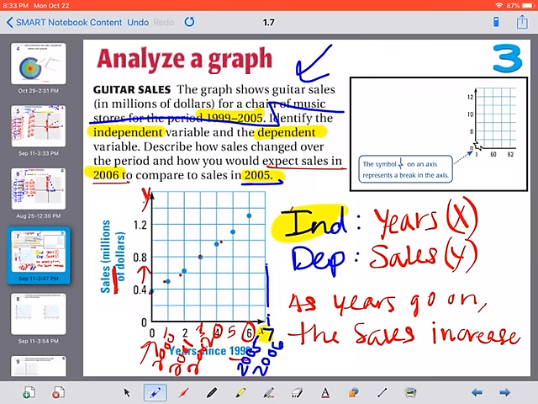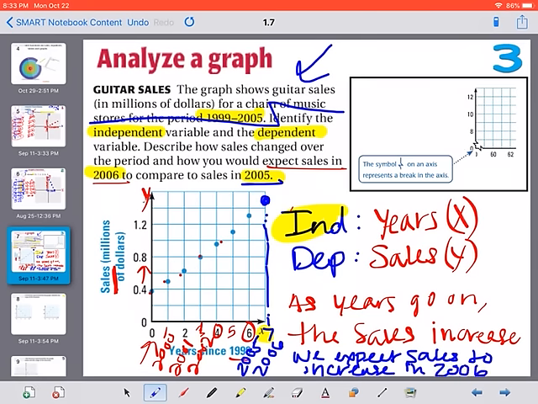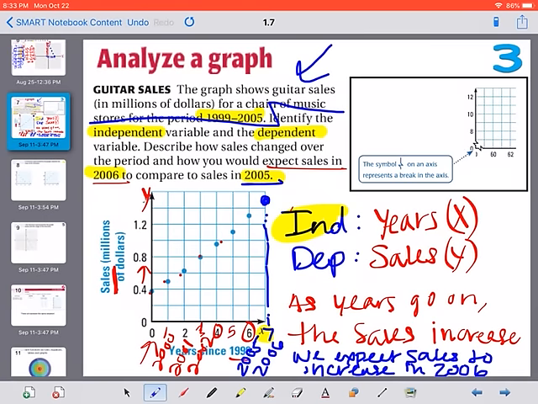So here, what would you expect to happen? Well, wouldn't we expect the sales to be like somewhere up here? So we would expect the sales to continue to increase. So you can say that we expect sales to increase in 2006. And now that it's past that year, we would probably know.